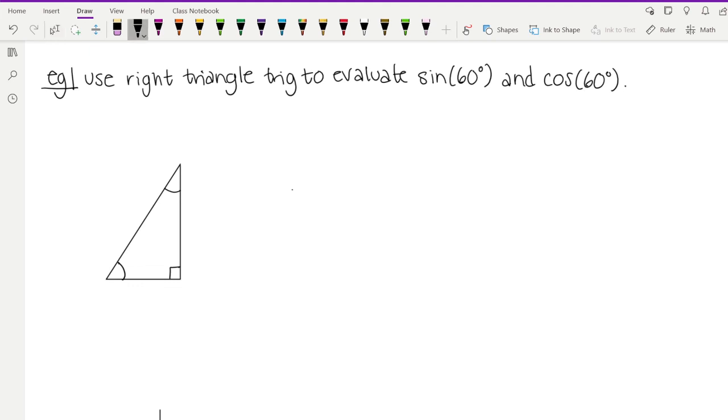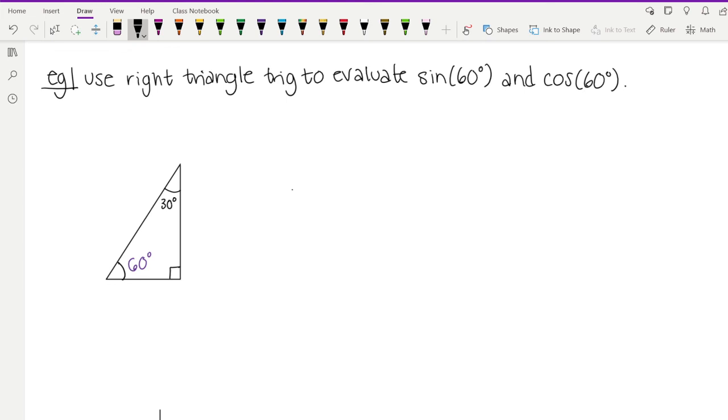And so let's say that we're evaluating sine and cosine of 60, let's say that this is our 60 degree angle. And so that would mean that the other angle in this triangle has to be a 30 degree angle, right? So that means that we're left with a 30, 60, 90 triangle. And so in order to evaluate the trig functions, we can actually draw any 30, 60, 90 triangle we want. We can really pick our sides.